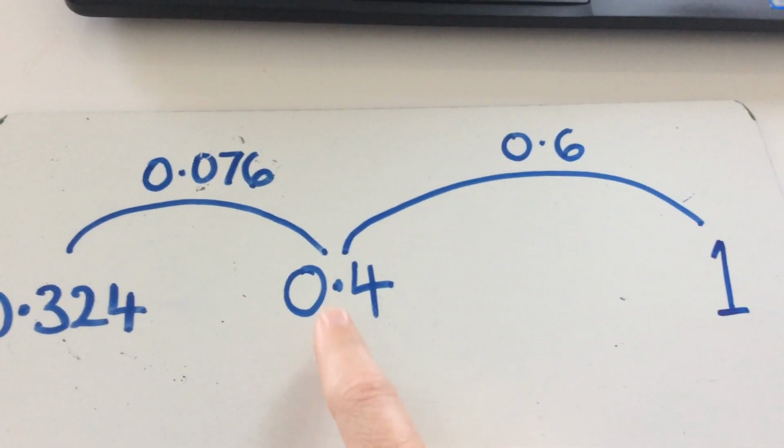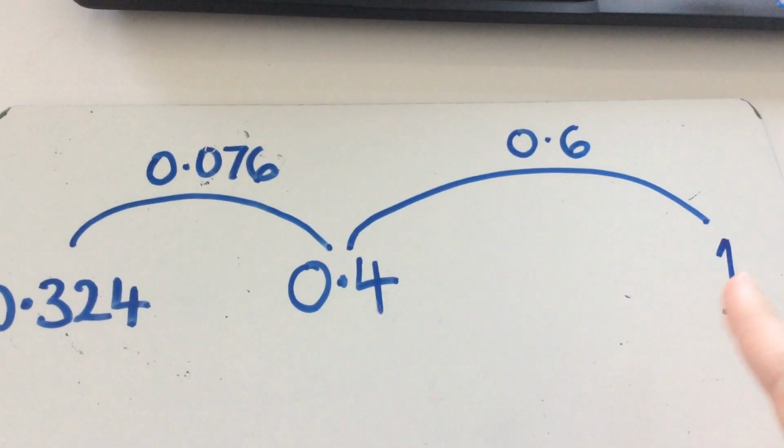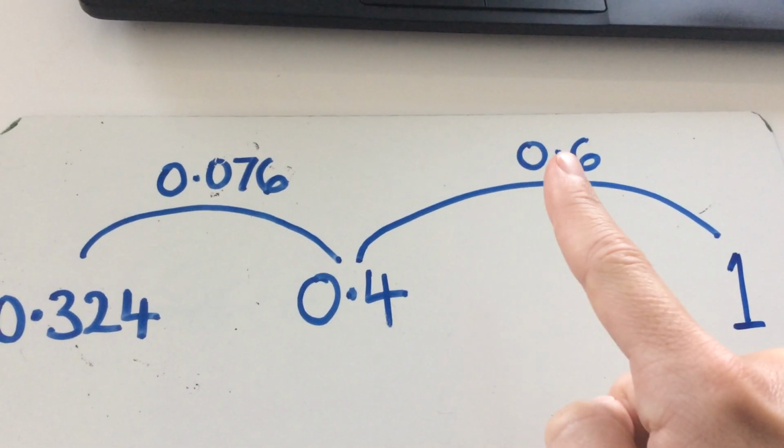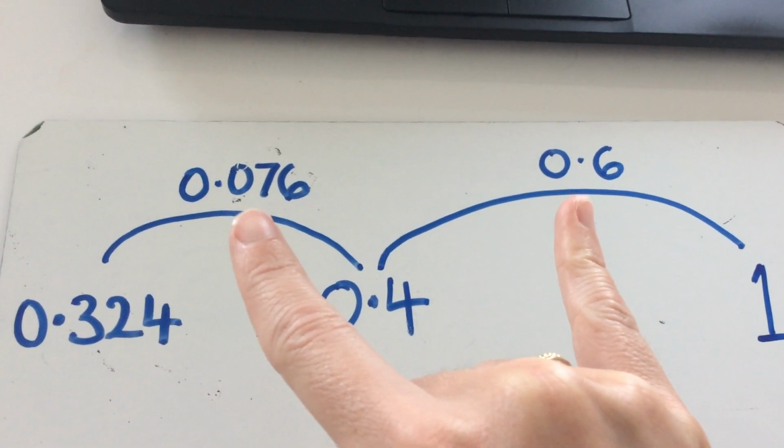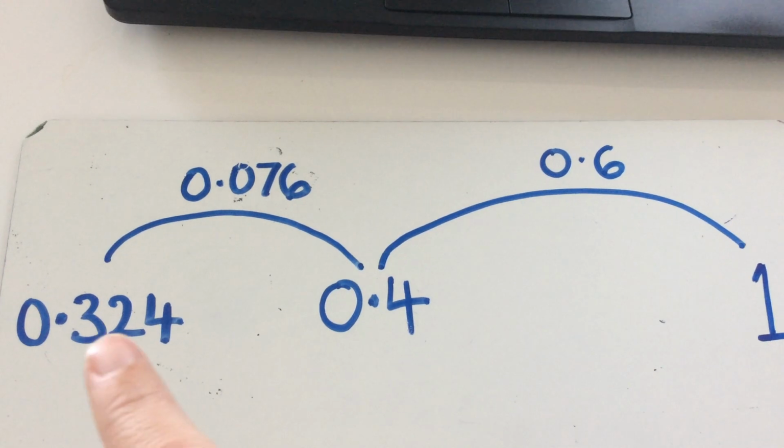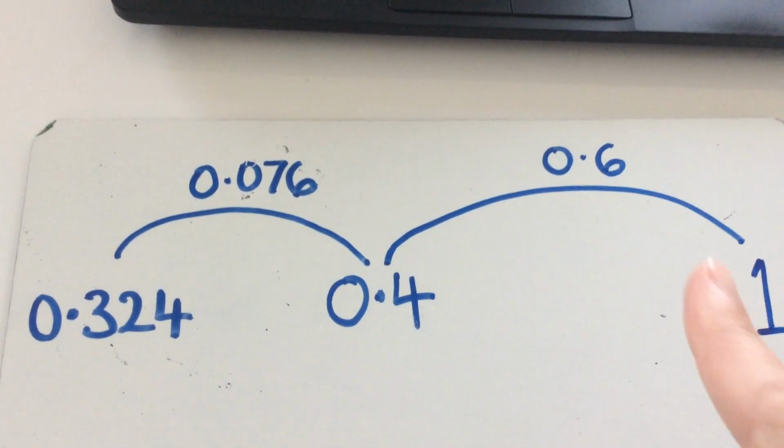Once I've got to 0.4, what do I have to add to 0.4 to get to 1? 0.6. Then I can add those two together to work out how to get from 0.324 to 1.